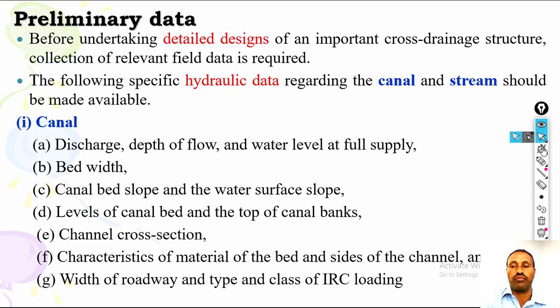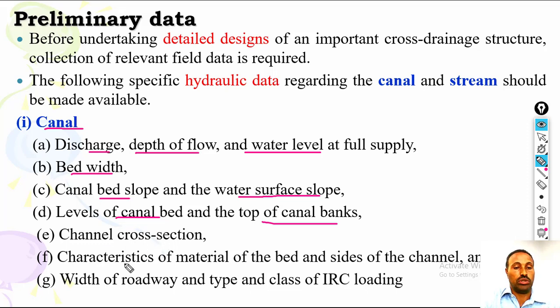So for a canal, you need to have the discharge, depth of flow, water level at full supply, and bed width of the canal. Also required are the canal bed slope, water surface slope, and sometimes levels of the canal bed and the top of canal banks, canal cross sections, canal slope, etc., and characteristics of the material of the bed and sides of the channel.